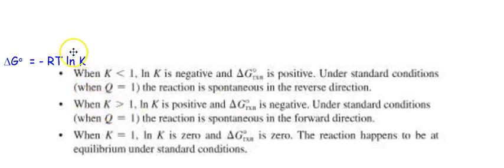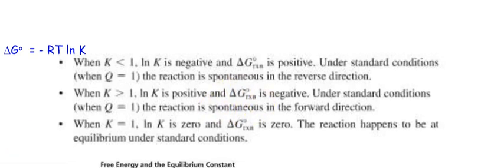How about when K is greater than 1? What's the natural log of a big number? It's positive, isn't it? So it's a positive times a negative, which is negative. So ln K is positive, delta G naught is negative. What did we say there? Delta G is negative, so it's spontaneous in the forward reaction. What did we say when K is greater than 1? We said that you're going to favor the products. You're going to make more products. That's what's going on here.